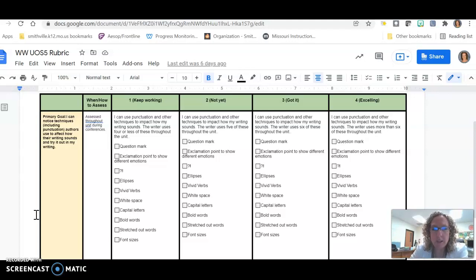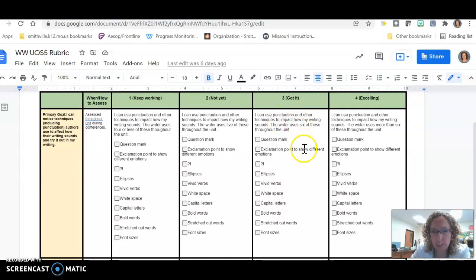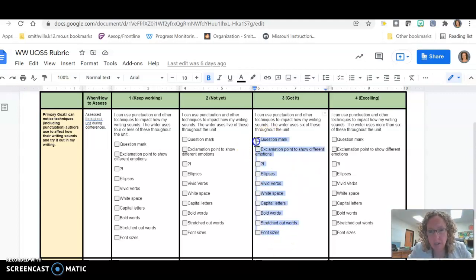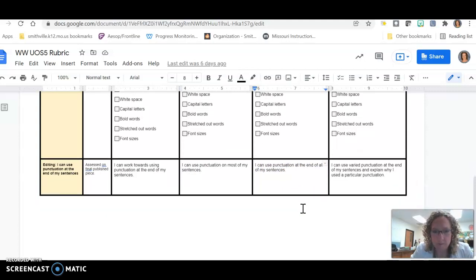So on this one of the two goals, we're only assessing two things in this unit, is using punctuation and other techniques. I'll talk about other techniques in a minute, to impact how their writing sounds. And we're looking for them to use at least 6 of these. These right here are all things that are taught within the unit, and we want them to use at least 6 of them sometime in the unit. And then the grade card objective, right here, using ending punctuation marks, you'll be assessing that as well.